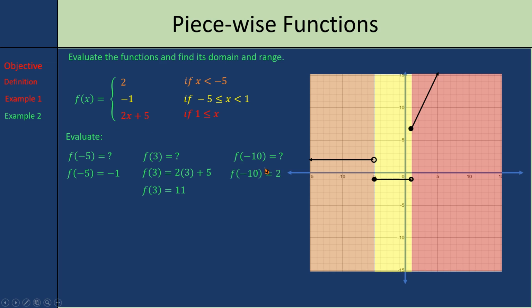F of -10. -10 is over here, right? So it should be at 2, because -10 is less than -5, which gives you 2. So either way you do it is fine. If you don't have the graph, you have to look at the equations.